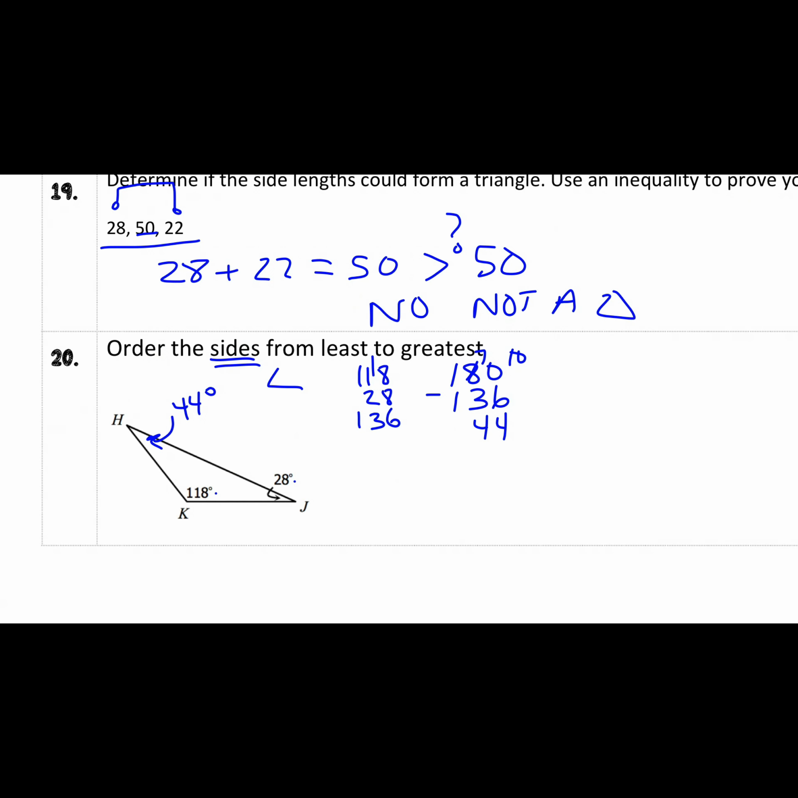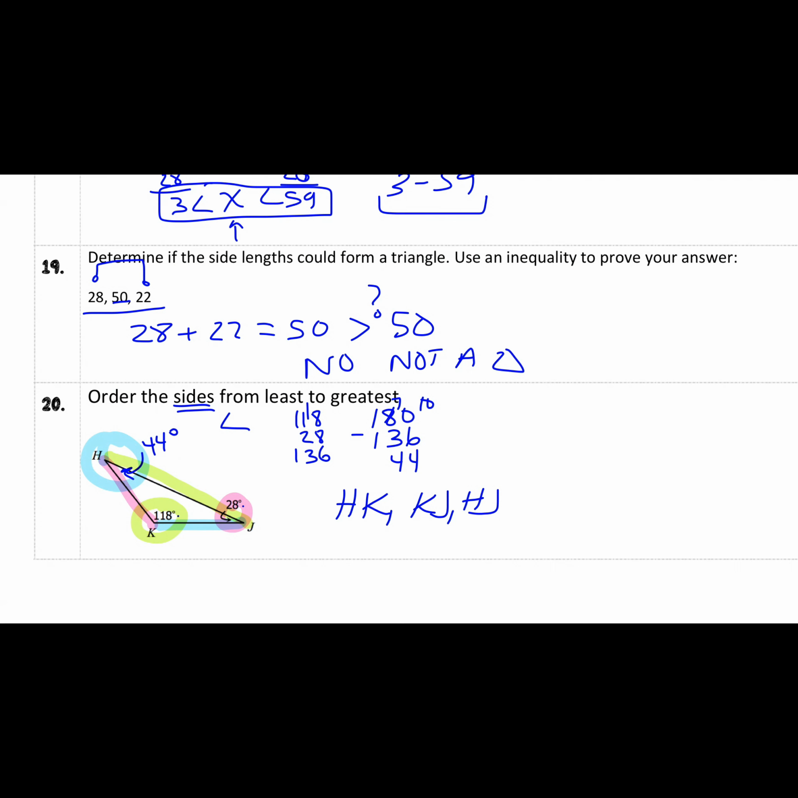Okay, and so now, again, the smallest angle corresponds to the smallest side. So I know our smallest side is HK. And then I look for the next smallest angle. The next smallest angle is 44, and that corresponds to KJ. And then I look at the longest side. The longest angle is 118, and so the longest side is HJ. Here, some of you just gave me the angles in order, so make sure you're reading the questions carefully.